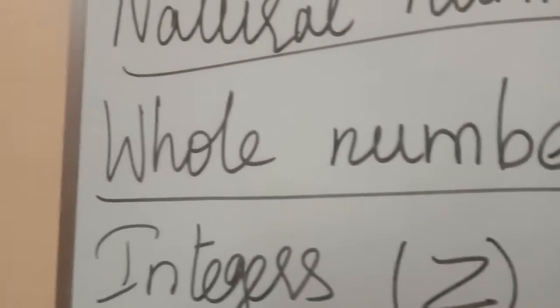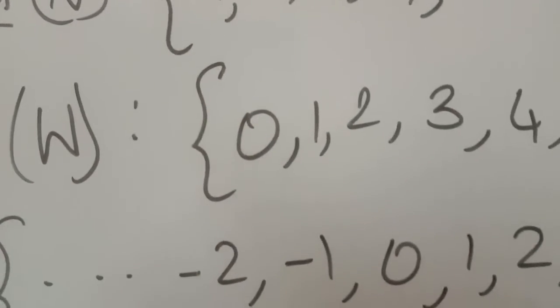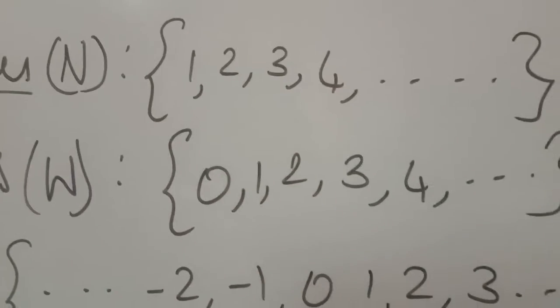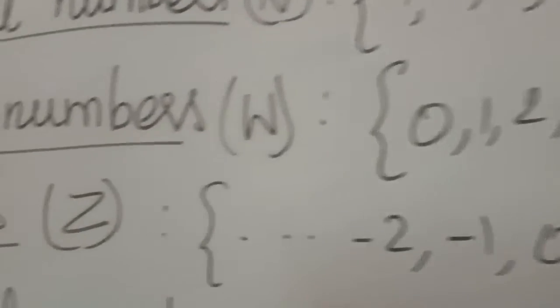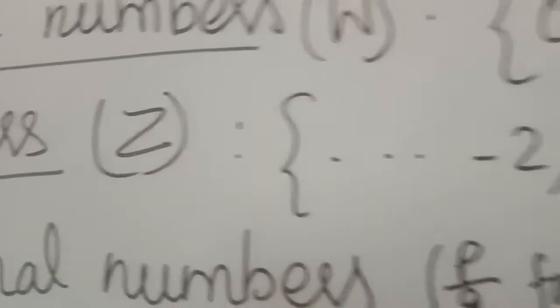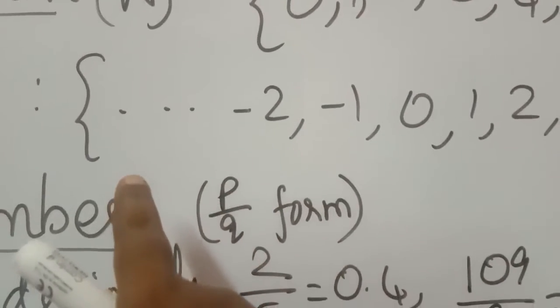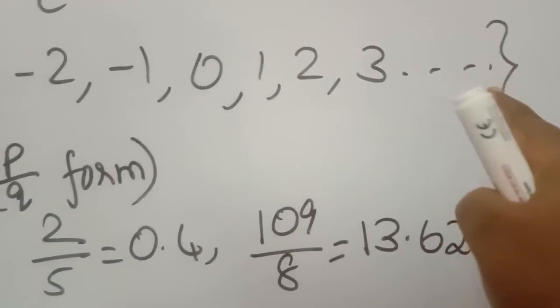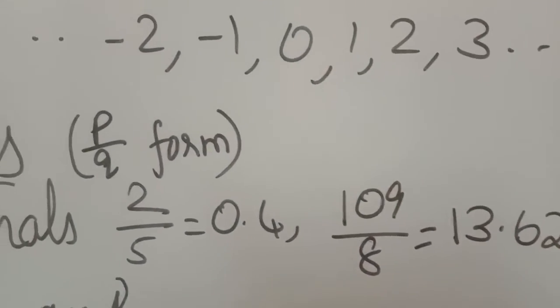Next, whole numbers. It is denoted by W, and it starts from 0, 1, 2, 3, 4, etc. up to infinity. Next, integers. Integers are denoted as Z. What is an integer? 0, positive numbers, along with that all the negative numbers. So here up to minus infinity, here up to infinity. Infinity means we cannot define that value. It is going on. Uncountable numbers will be there.